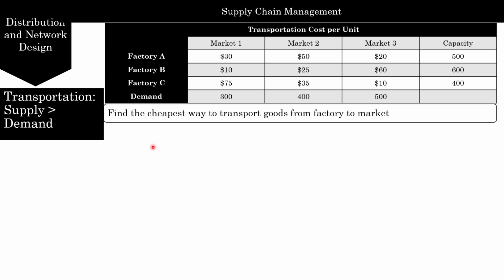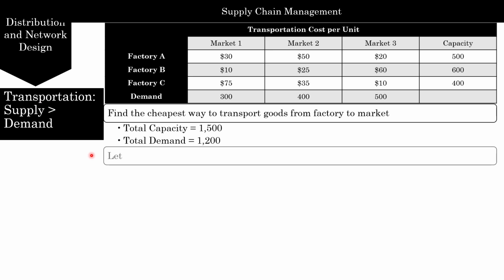So the main objective here is to find the cheapest way to transport goods from factory to market. And as you can see, you add up the total capacity, that's 1500. You add up total demand, that's 1200. And therefore, you know supply is greater than demand.